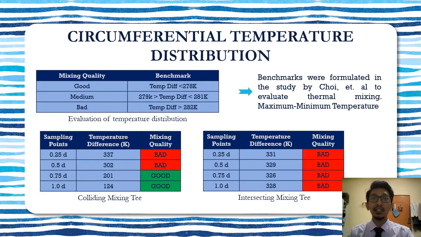To evaluate the degree of mixing quality, the benchmark provided by Choi et al. can be used to classify whether the mixing quality is good, medium or bad based on the temperature differences for every point. As you can see in the tabulated data, based on the mixing quality aspect alone, the colliding mixing T is preferable to the intersecting mixing T, as the mixing quality improves along the sampling points. For the intersecting mixing T, the temperature difference for every sampling point is almost constant and does not show any sign of improving mixing quality.